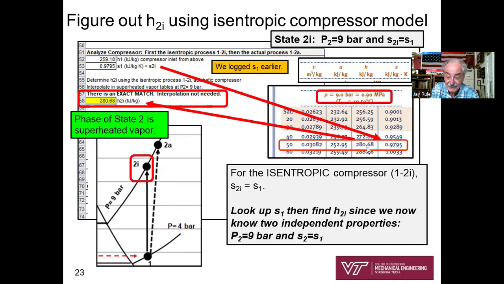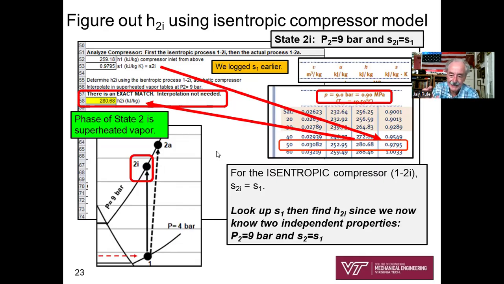And so in my solution, do you see how we found this state? We had two independent properties, pressure and entropy, 0.9795. So we're looking for H2 isentropic. In the solution, we're going to write down the number 280.68 kilojoules per kilogram. There it is in my solution. Beautiful, exact match. Woo, we didn't have to interpolate. Very nice of the author to make us a nice, well-contrived problem here. Okay, that's what we're trying to do.